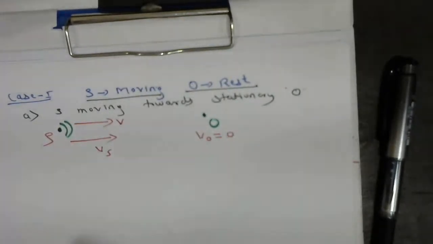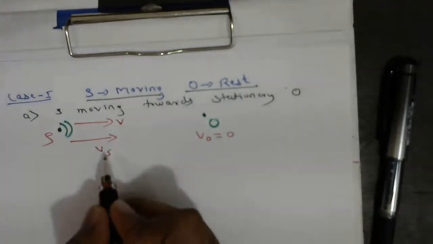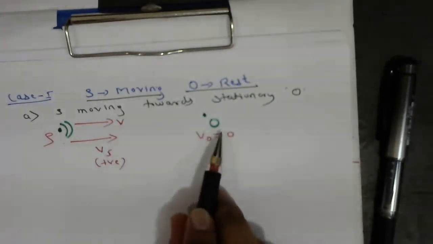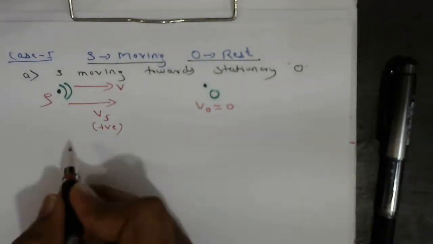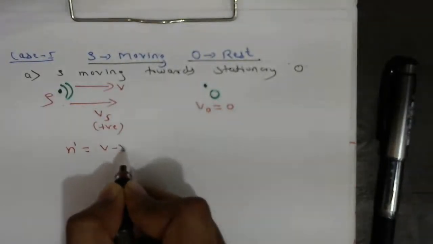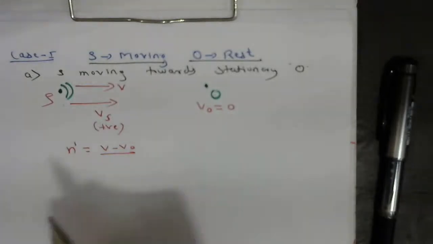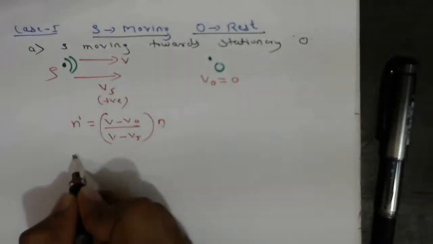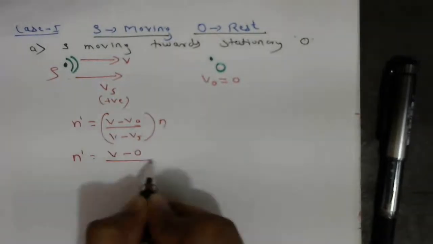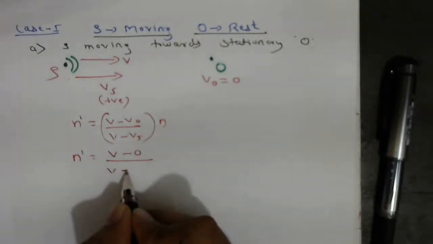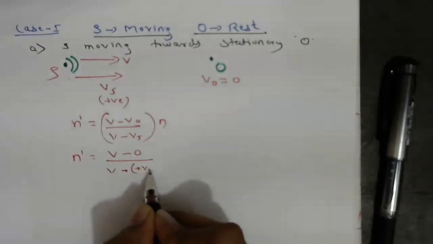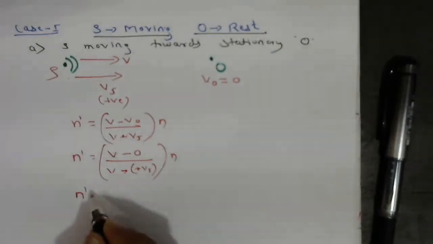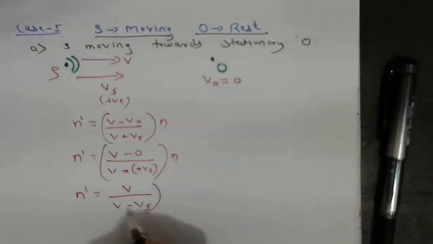Then velocity of observer is equal to 0. Vs, do we have to take positive or negative here? We have to take positive, because this velocity you are taking from source to observer. We know that apparent frequency is equal to v minus v naught upon v minus vs into n. I'll write this one in detail; the next cases I'll write directly. Now v as it is, v naught is 0, the minus you keep as it is, after that apply sign convention, that is plus vs. So n dash is equal to v upon v minus vs into n.